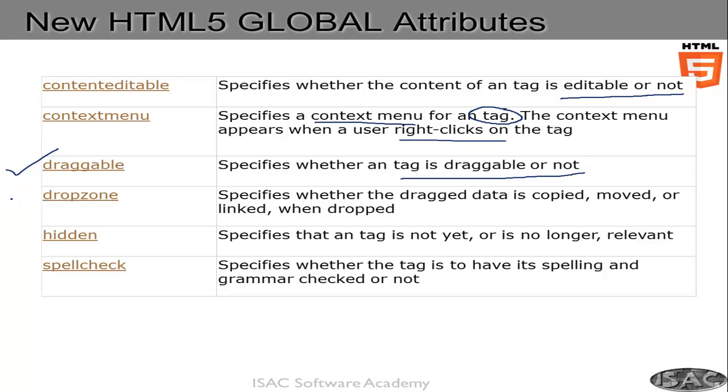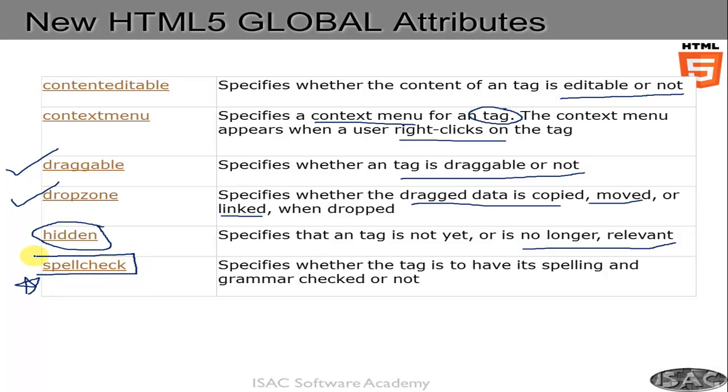Next one is dropzone. This attribute of HTML5 allows you to declare whether the dragged data is copied, moved or linked when dropped. Most important is hidden. It means you can declare whether any tag is required to be displayed or not. Logically, you can make it invisible so that it is no longer visible and relevant.